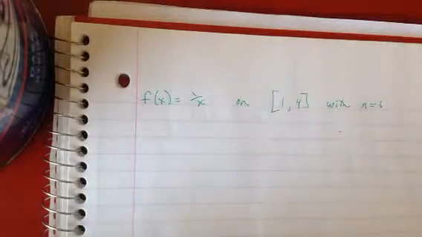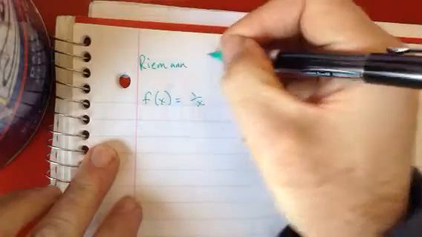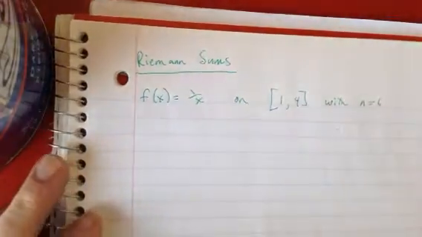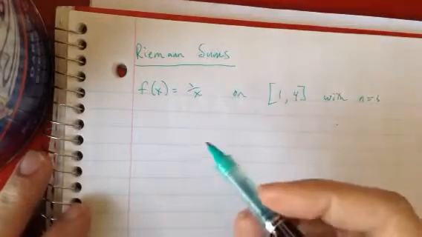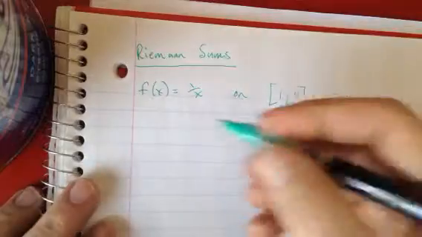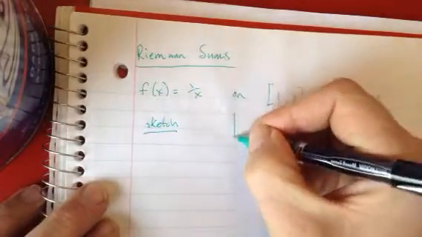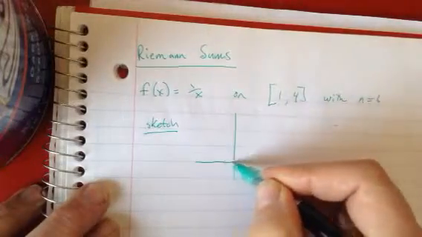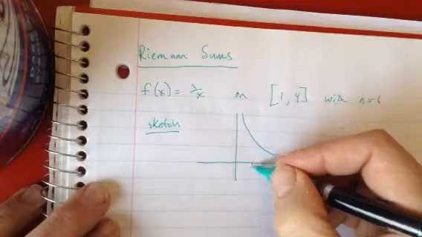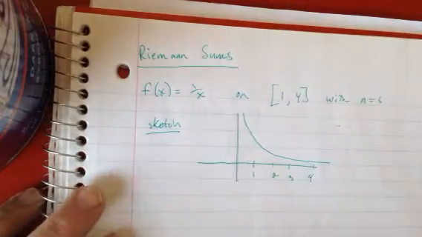Here's a quick example of Riemann sums. So we're going to use some Riemann sums to calculate the area underneath this on this interval with n equals 6. I'll make a quick sketch. You don't need to do the sketch, but it helps. 1 over x, of course, looks like this. Got 1, 2, 3, 4, roughly.